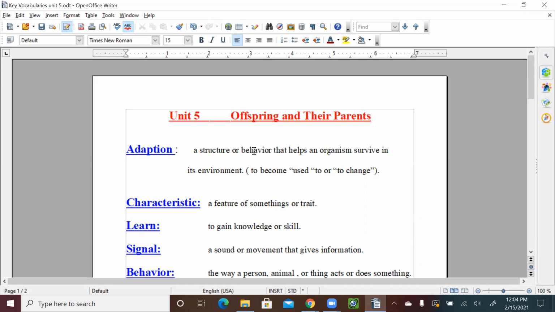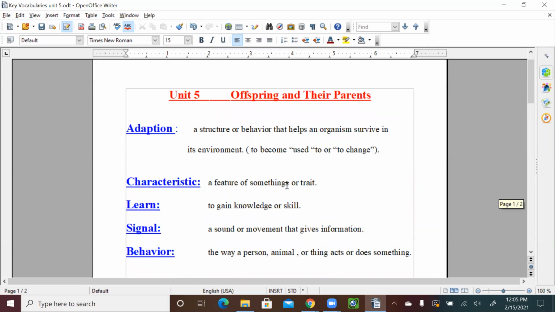Adaptation, a structure or a behavior that helps an organism survive in its environment or to become used to or to change. So adaptation means to change to the environment so you'll be able to survive or get used to the environment around you. For example, the bears have strong claws so they can hunt for their food, or they have thick fur to protect them from the cold weather and the snow and make them warm. And we also learn about the giraffe, that they have long necks so they can pick the leaves from the top of the trees.